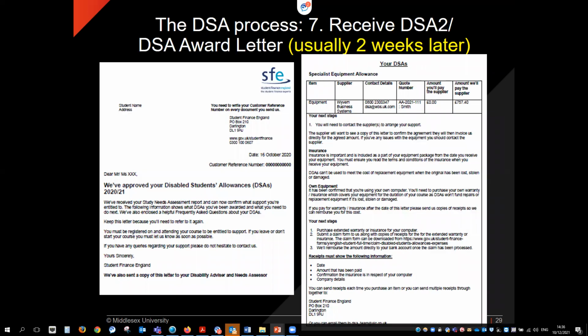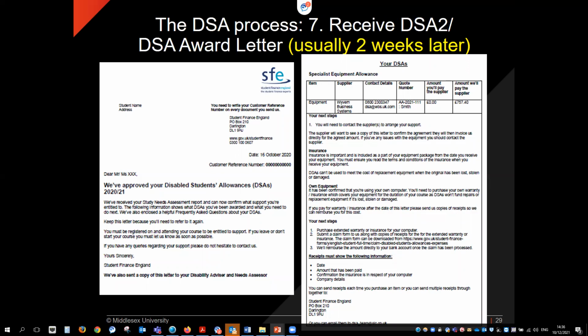Okay, and usually within 2 weeks of the support submission to the funding body, the student would receive the DSA approval letter or award letter. We call it the DSA2 letter. Now, the DSA2 letter lists all the support that has been agreed by Student Finance to fund. So Student Finance will look at our reports and decide what to fund. Usually they fund 100% of what we've recommended.